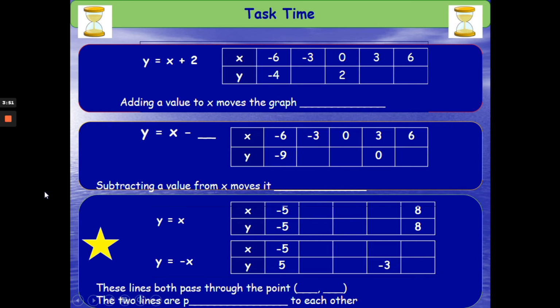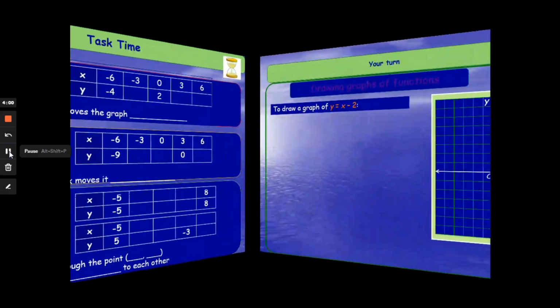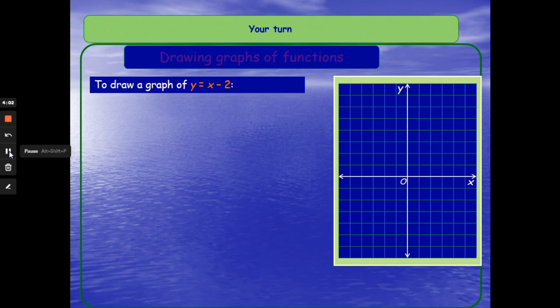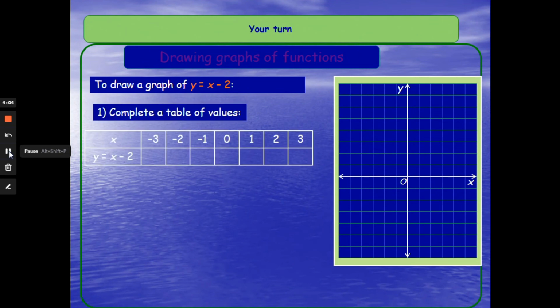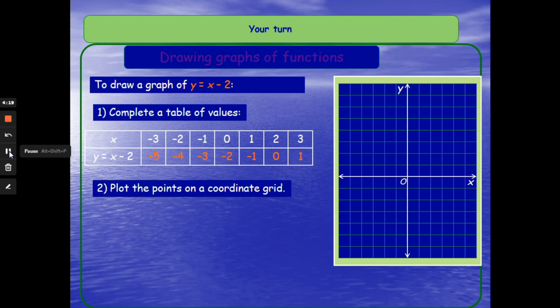Okay, so hopefully now you've got some completed tables, and I'm now going to show you how to plot these. For the example, I'm going to do y equals x take away 2. The first thing you need to do is complete the table. So if you want to pause the screen and complete that table, please do. Here are the answers for that one. And now I'm going to show you how to plot the coordinates.